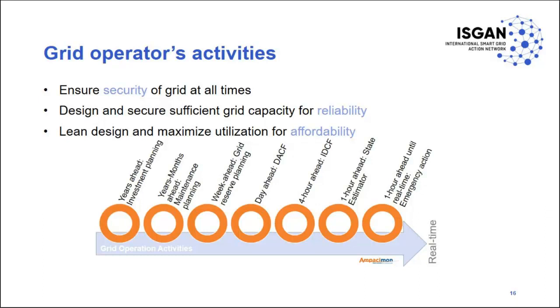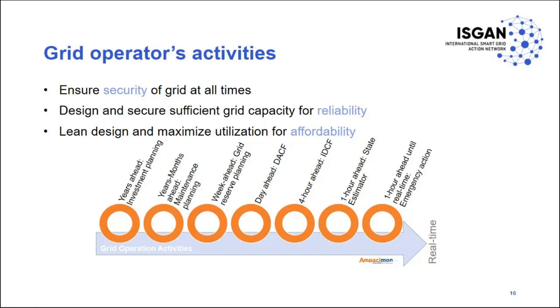Grid operators exist in various forms of company structures around the world. In Europe, there are transmission and distribution system operators who own, maintain, and operate the grid assets like power lines and substations. They also have the mandate to ensure that there is sufficient generation to meet demand at all times, even if they may not actually own the generation or retail businesses themselves.